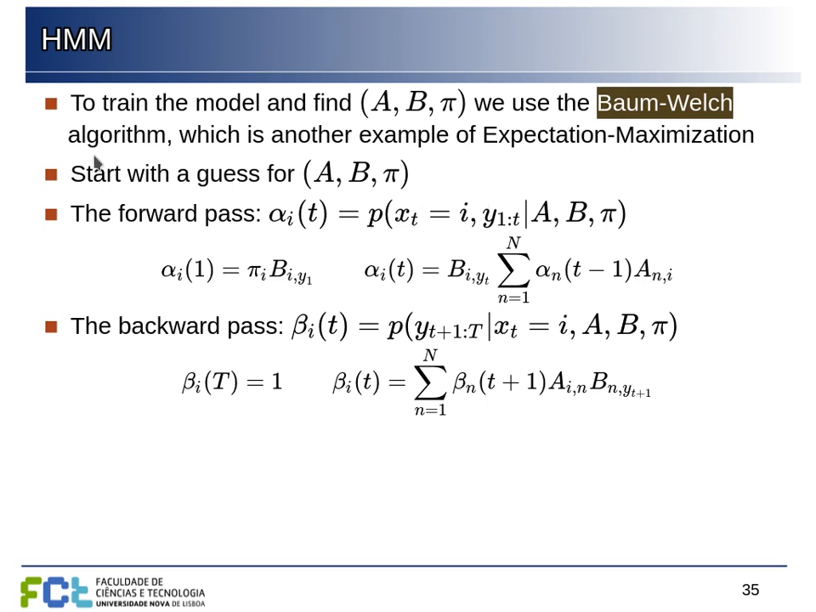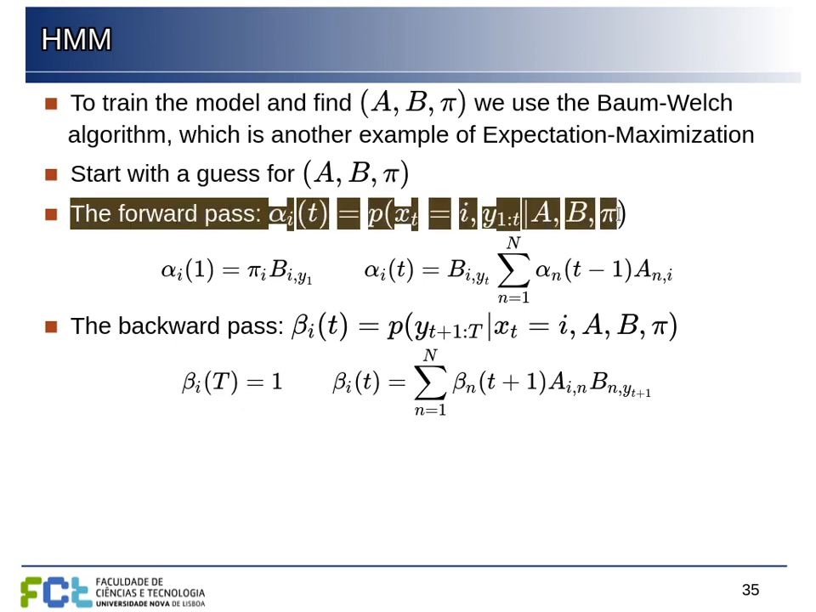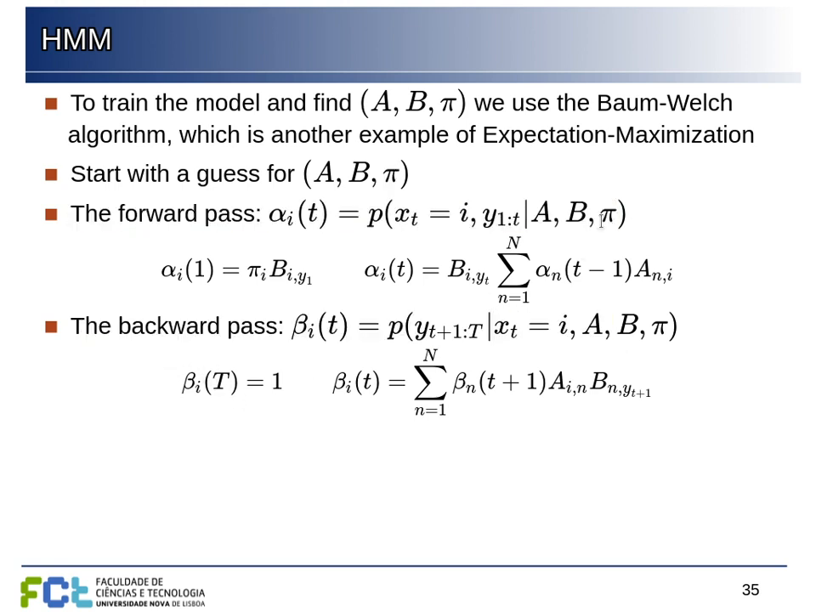What we do is we start with an initial guess for all of these parameters. A is the matrix of transitions between different states, consecutive states. B is the matrix with the probabilities of emitting the observables, depending on the state. And pi is the vector with the probabilities for the initial state in the Markov chain. And we have these two passes, the forward pass and the backward pass, that we are going to use to compute these probabilities.